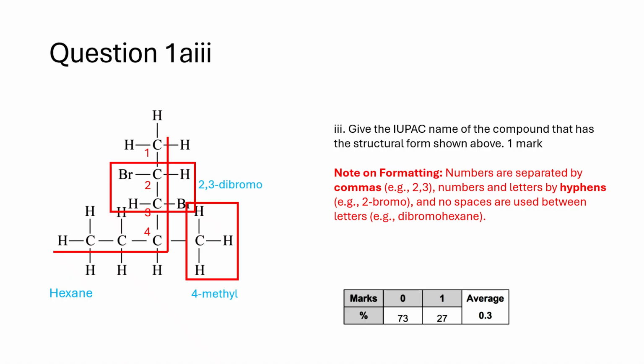In the case of a 6-carbon saturated chain containing 2 bromines, the root name is hexane. Note on formatting, numbers are separated by commas, e.g., 2,3, numbers and letters by hyphens, e.g., 2-bromo, and no spaces are used between letters, e.g., dibromohexane.